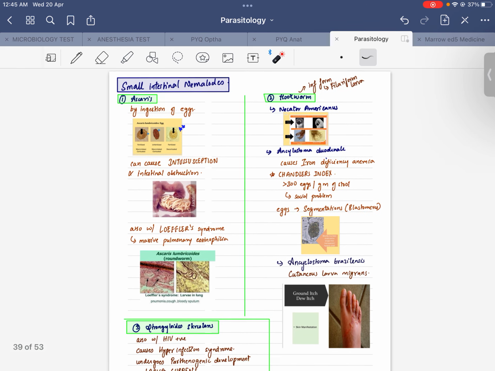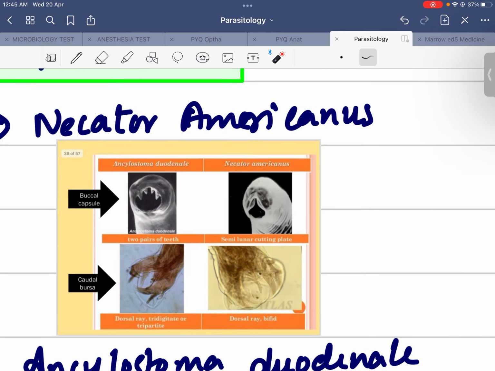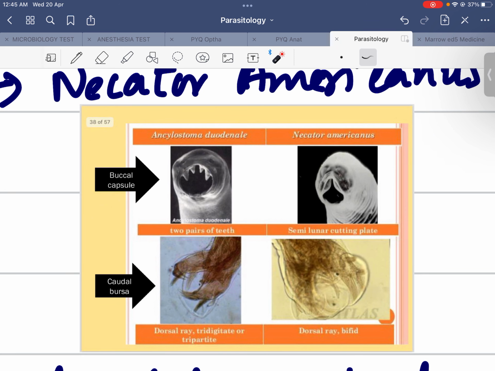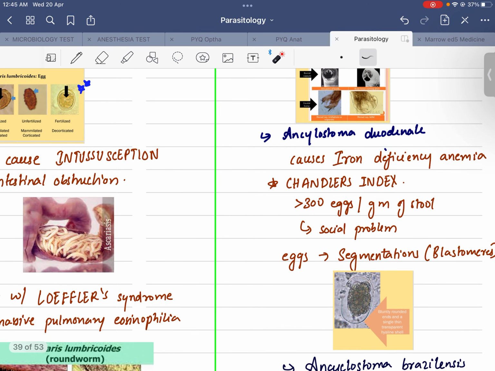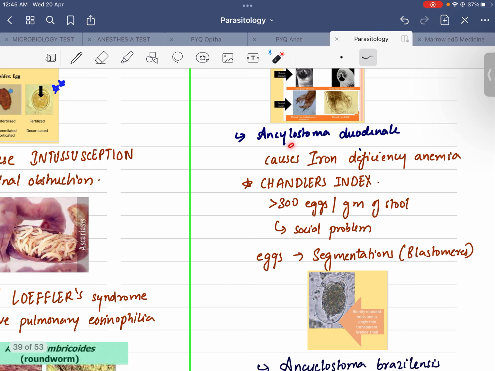Okay, now how to look at both the worms. This is the Ancylostoma duodenale, and this is Necator americanus. Look at the buccal capsule of both. So these hookworms, they can cause iron deficiency anemia. What was the worm which caused B12 deficiency? That was Diphyllobothrium latum. Okay, iron deficiency anemia, Ancylostoma duodenale.